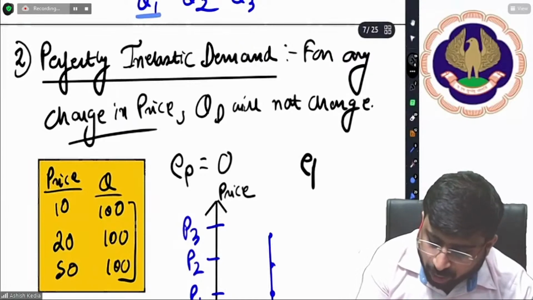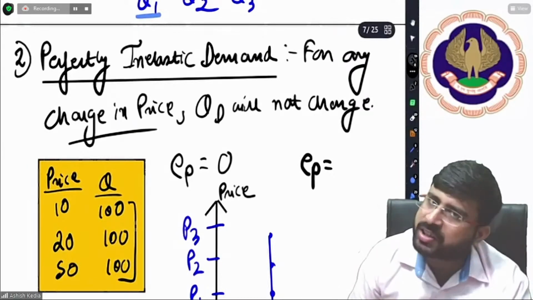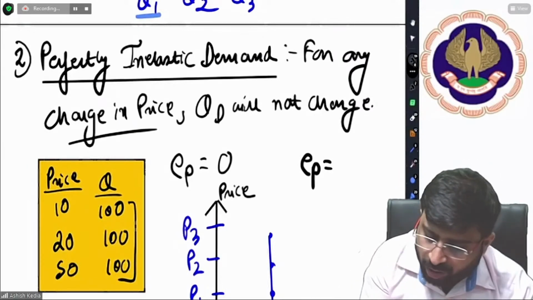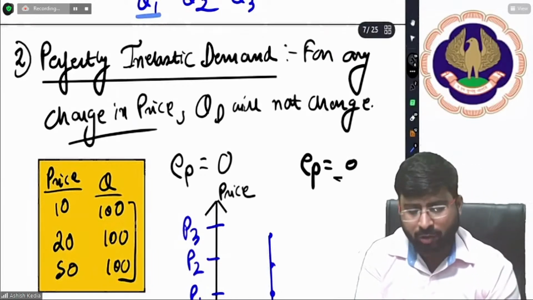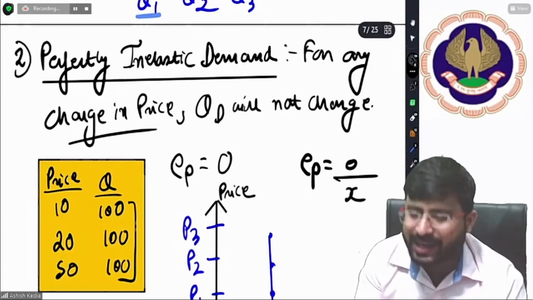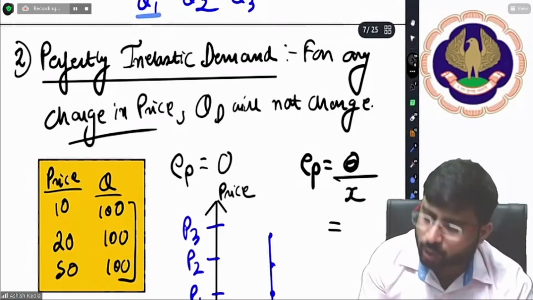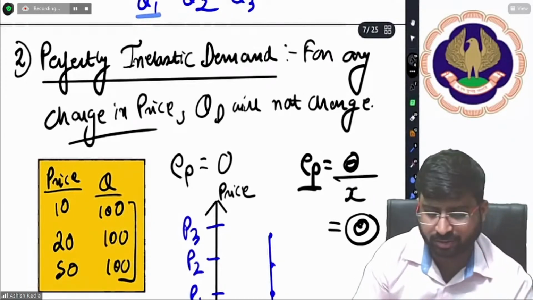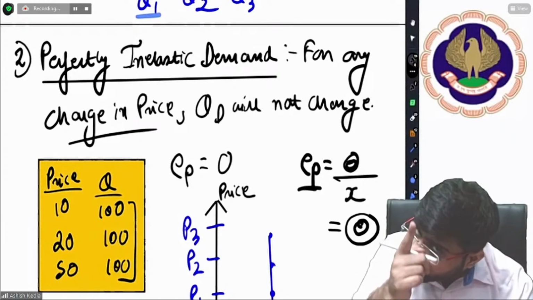Again, if you put it in the formula, percentage change in quantity demanded is always the numerator, and here the quantity demanded is not changing at all. Now, whatever the price change may be, it may be by X. Since the numerator is zero, elasticity will always be zero. Here the curve will be parallel to the y-axis.